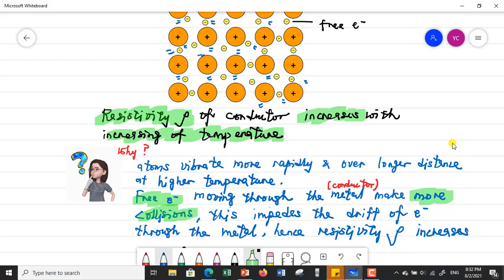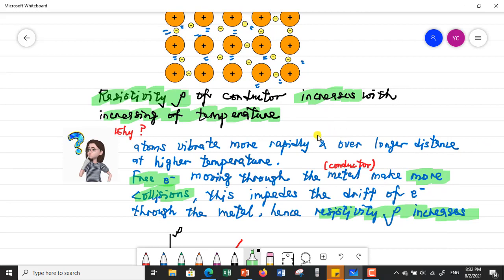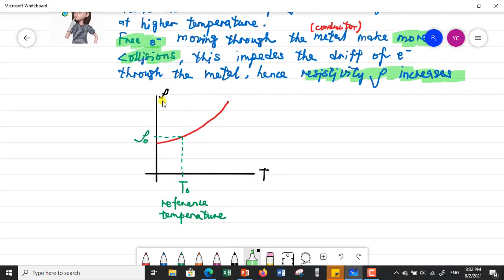When it slows down the drift or the movement of the electrons, then we will find that the resistivity will increase. So this is the reason why when temperature increases, the resistivity of the conductor will increase. Clear? If I sketch the graph of resistivity of the conductor against temperature, I will find that as our temperature increases, the resistivity increases.